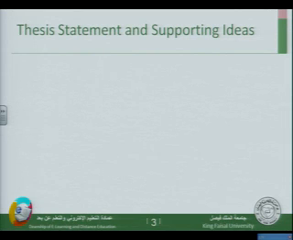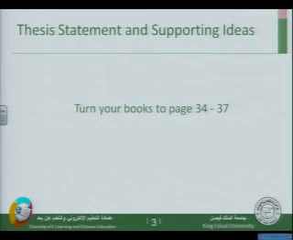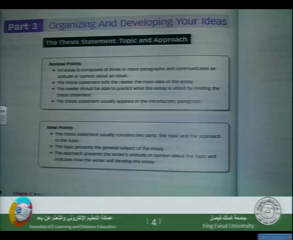So, in order to look at that more closely, we would like you to turn your books to pages 34 to 37. That's the material we're going to cover in the book. I took the liberty of taking photos of the book, so it would be convenient for you to follow. This is page 34 of your book, and it talks about the thesis statement, topic, and approach. Now, let's go through these points and discuss them.